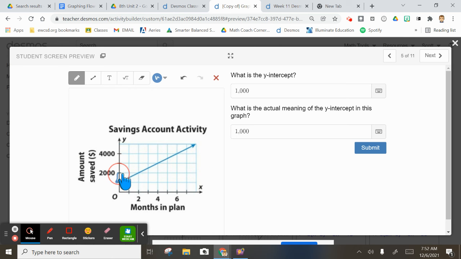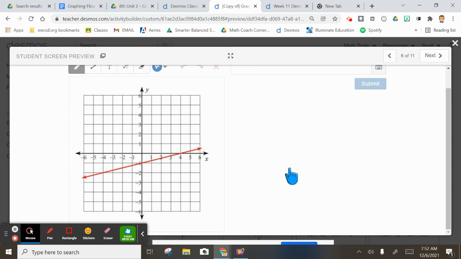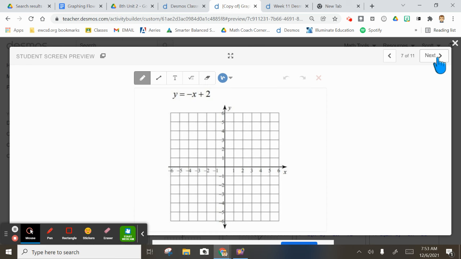Then you saved, what, 1,000 every 2 months? You didn't have to answer that part. Okay, go ahead and write this equation out. Give you a little bit of time, push pause. Y equals, is it 1 over 4x minus 1? Okay. And then let's go ahead and do this last one.